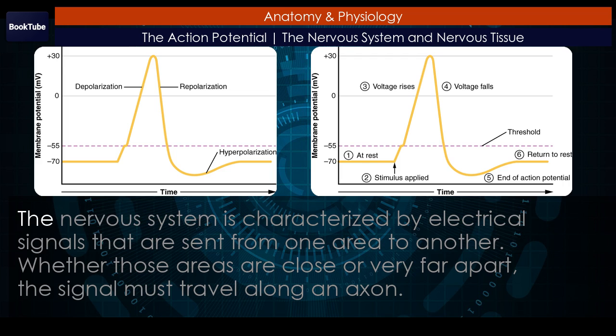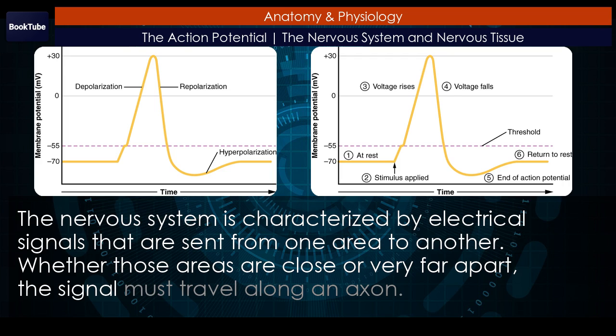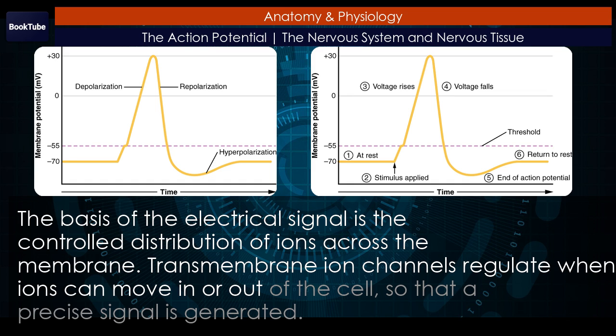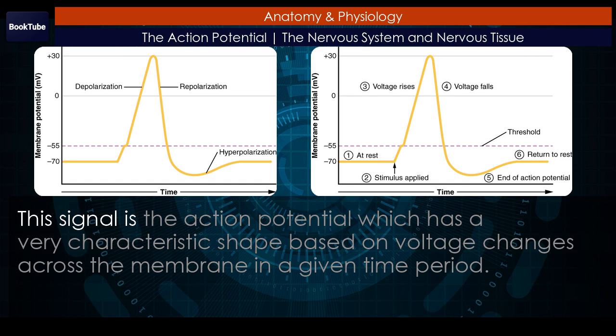Chapter Review. The nervous system is characterized by electrical signals that are sent from one area to another. Whether those areas are close or very far apart, the signal must travel along an axon. The basis of the electrical signal is the controlled distribution of ions across the membrane. Transmembrane ion channels regulate when ions can move in or out of the cell, so that a precise signal is generated. This signal is the action potential, which has a very characteristic shape based on voltage changes across the membrane in a given time period.